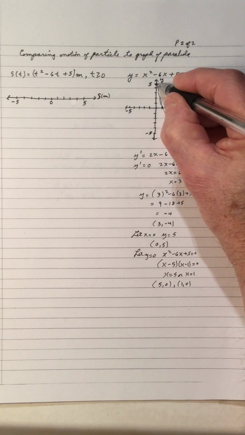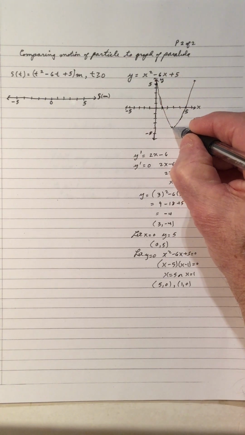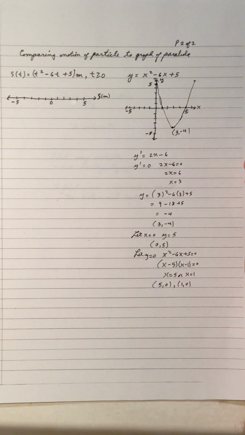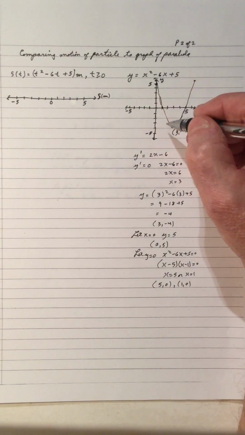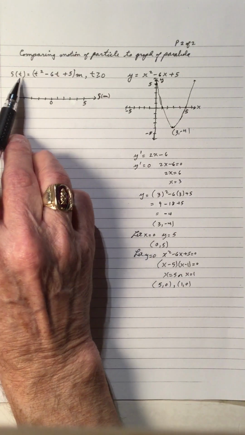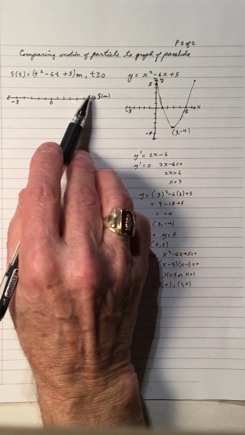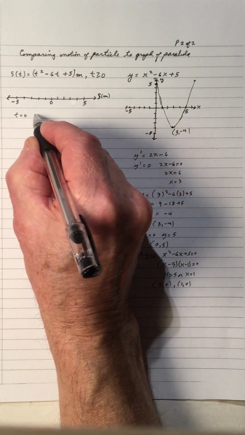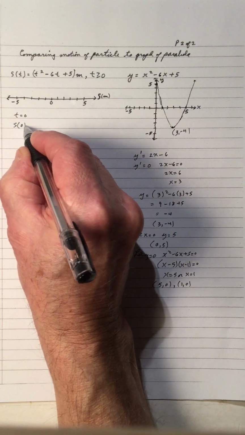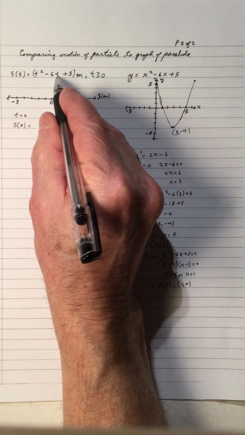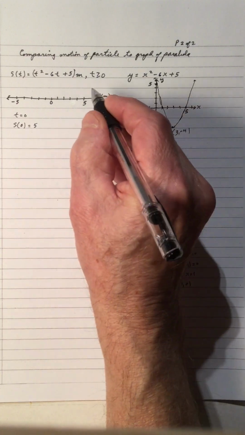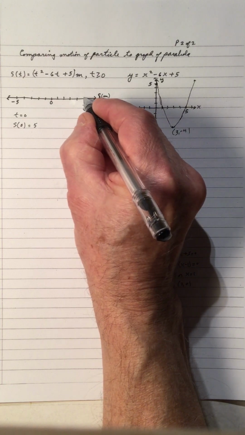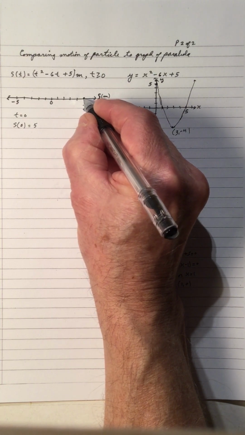So there's the equation of the parabola, and notice by doing the derivative we got the vertex is at 3, negative 4. Now let's compare this parabola to the position of a particle on a straight line. If we let t equals 0, so s of 0 is, again, put a 0 here and a 0 here, we would get a 5.